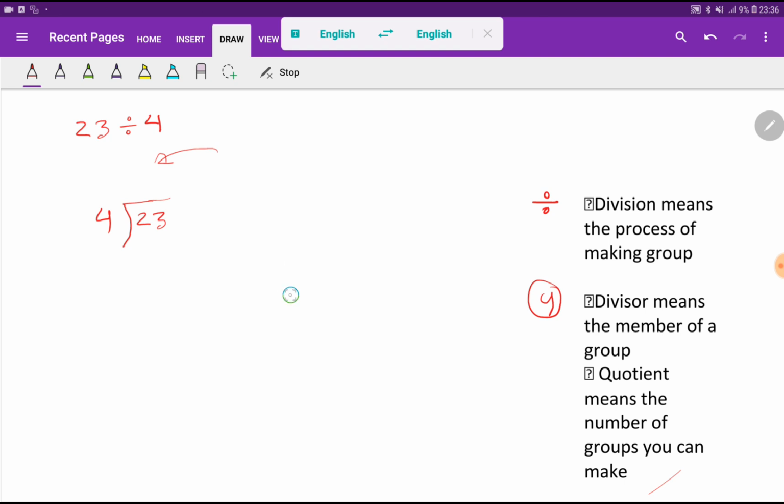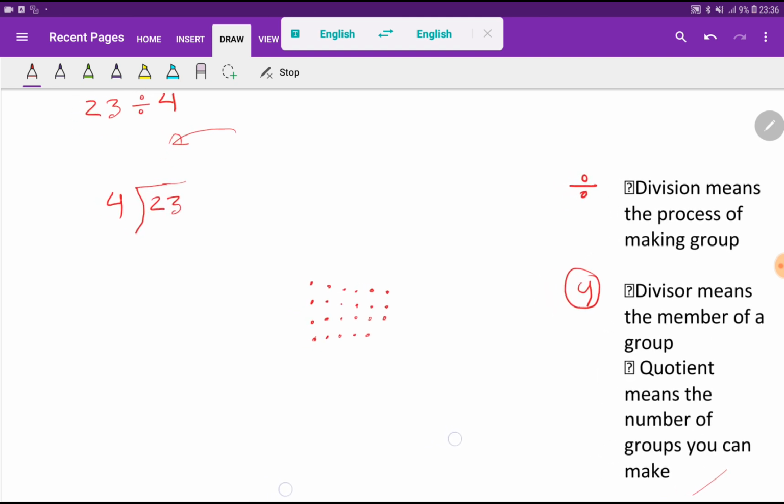However, look at here. Let's say you have 23 friends, right? So 23 friends. Every dot represents one friend. So we have here 4 friends, 6, 7, 8, right? 1, 2, 3, 4, 5, 6, 7, 8. Then look at here. 12, 16, 20, then 24, right?